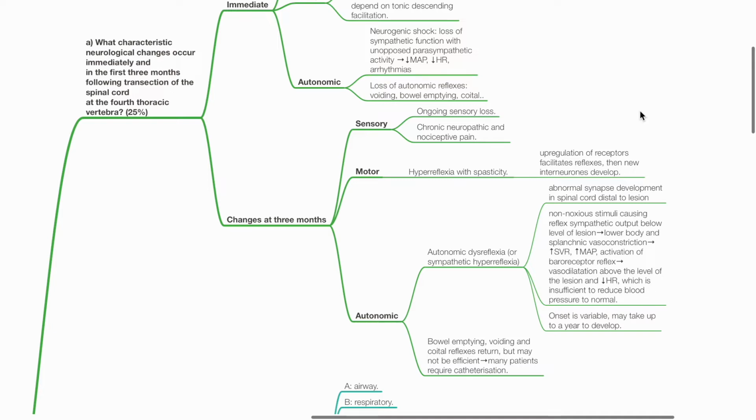This causes lower body and splanchnic vasoconstriction, increased SVR, hypertension, activation of the baroreceptor reflex, vasodilation above the level of the lesion, and bradycardia, which is insufficient to reduce the blood pressure to normal. Onset is variable and may take up to a year to develop. Bowel emptying, voiding, and coital reflexes return, but may not be efficient. Many patients require urinary catheterization.